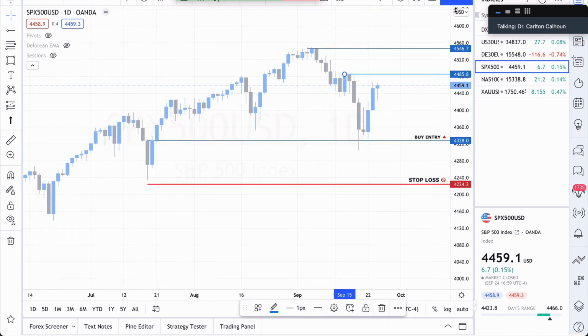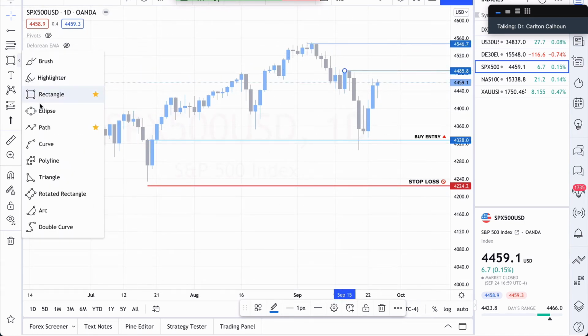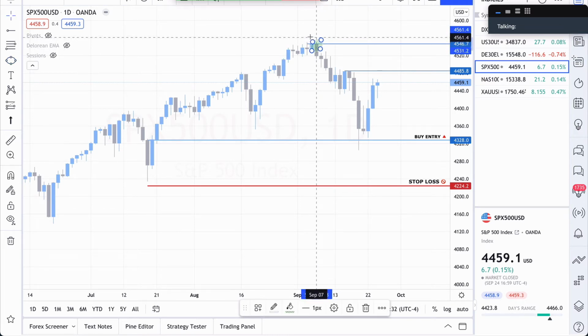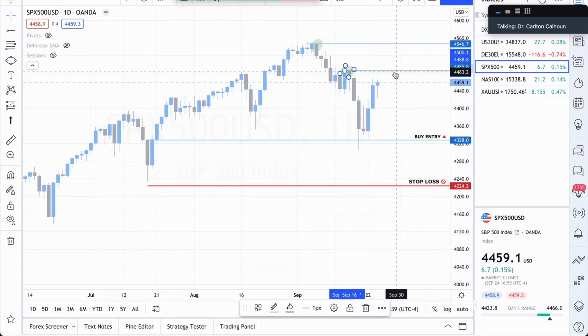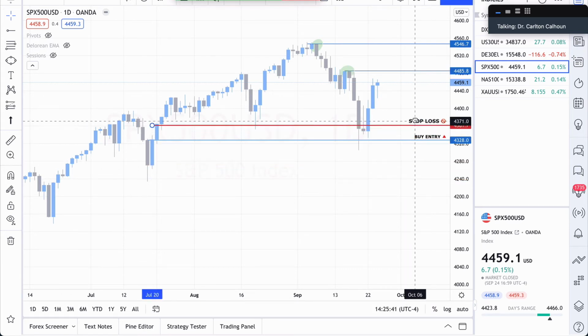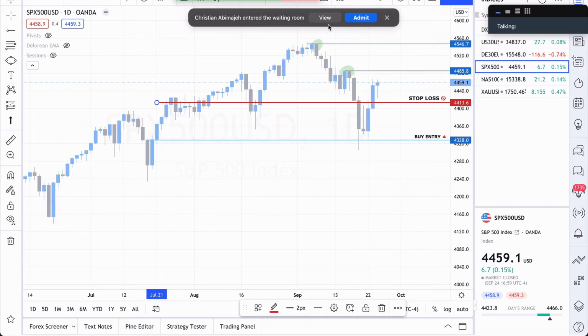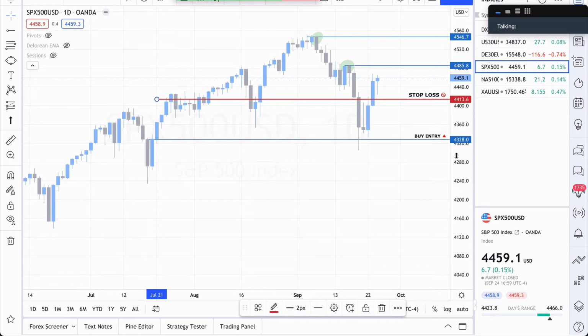Why do I pick these targets? Again, I always look for pairs. Here's a pair right here. Here's a pair right here. Price reaches this target, my stop loss is way up here. I don't care. Let's say it's a $100 trade, and I get $50. I'm good. Make sense?